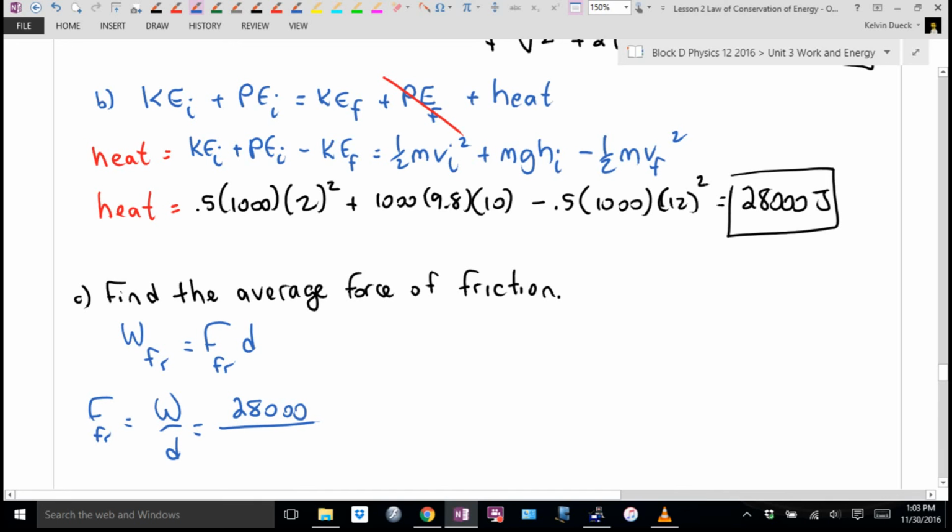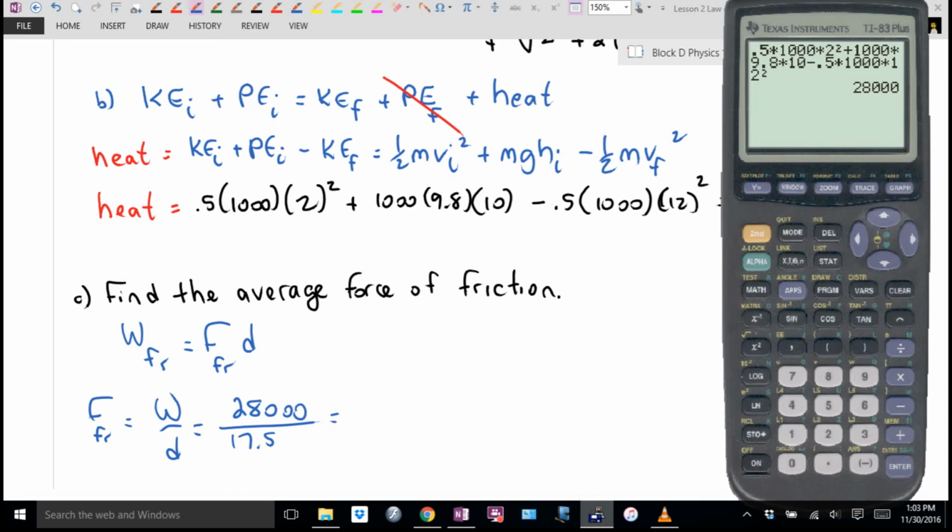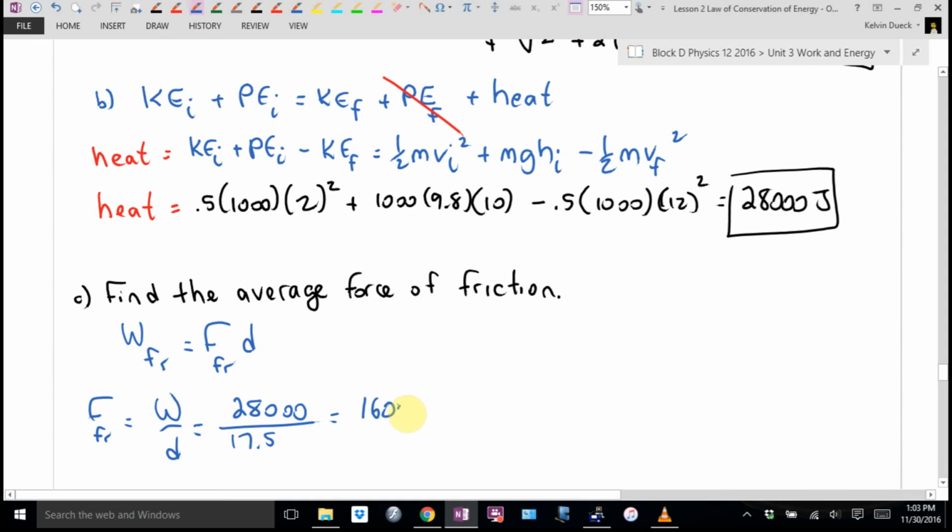And really, here's the key question, Cassidy. Which distance am I going to use? Yeah, the ramp length, because that's going to give me the length. It's actually an average length, but that'll go with the average force of friction. Oh, nice. Works out evenly. 1,600 newtons.